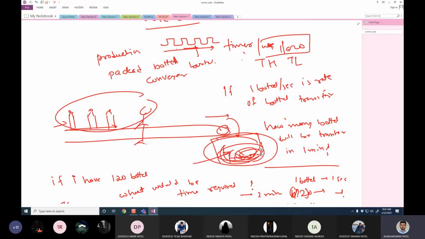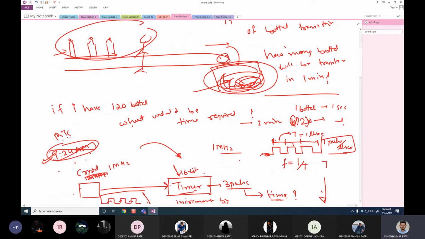If one container is filled up, let's say one container was there. Let us say this is my old container. It's full with all the bottles. Let's say the count is 1 lakh.